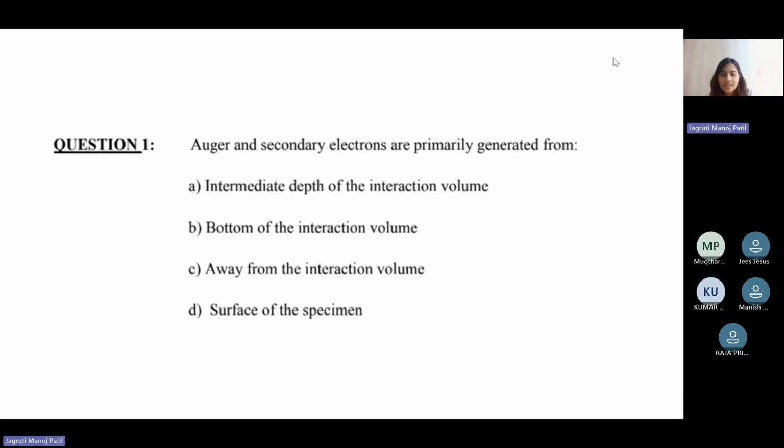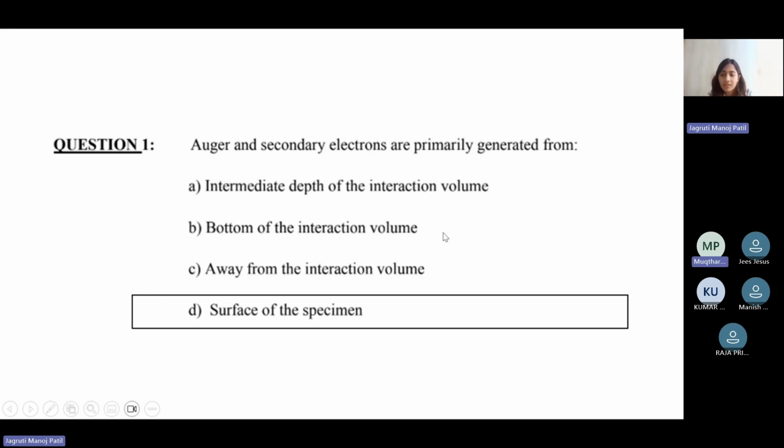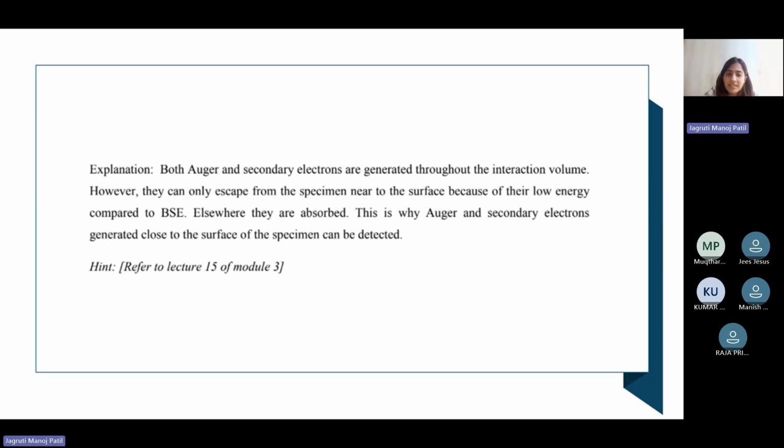Okay, so the answer for the same is here. Surface of the specimen. Yes. So why surface? Because these are nothing but secondary electrons. So these are generated throughout the interaction volume. And what happens is they are nothing but lower energy electrons. So these are in the far away shell, so they can escape and get knocked off very easily with respect to the backscattered electrons. Elsewhere, they are absorbed into it. Hence, they are generated close to the surface of the specimen. Hence, they can be detected. Okay.